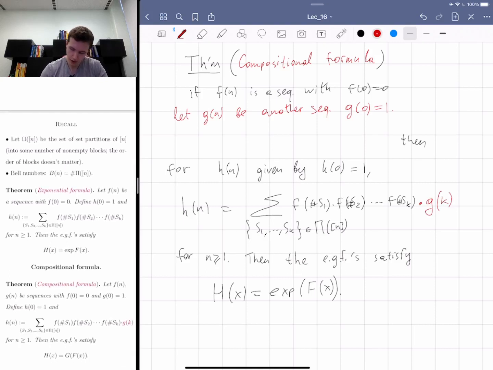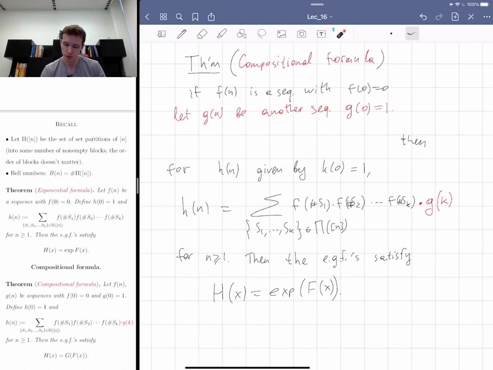In other words, k, as you remember, is not fixed. K varies, depending on your chosen set partition. And so what this means is that you split your bracket n into some non-empty blocks. Then you count the number of ways to perform the f task on each block, and then you also count the number of ways to perform the g task on the set of blocks.